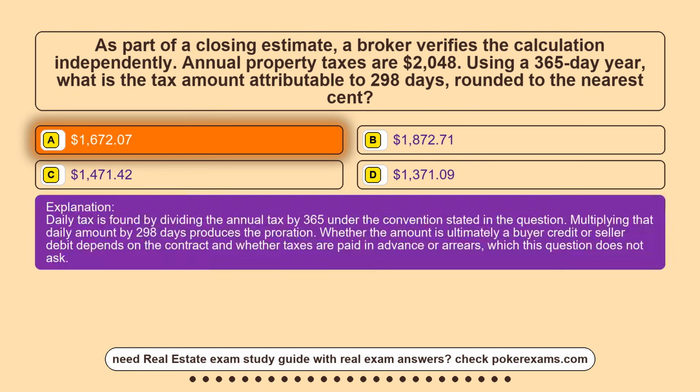The correct answer is option A, $1,672.07. Daily tax is found by dividing the annual tax by 365 under the convention stated in the question. Multiplying that daily amount by 298 days produces the proration. Whether the amount is ultimately a buyer credit or seller debit depends on the contract and whether taxes are paid in advance or arrears, which this question does not ask.